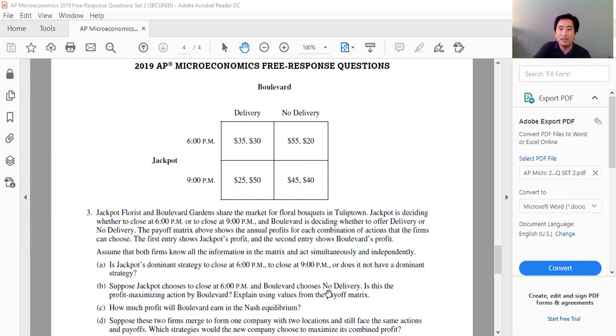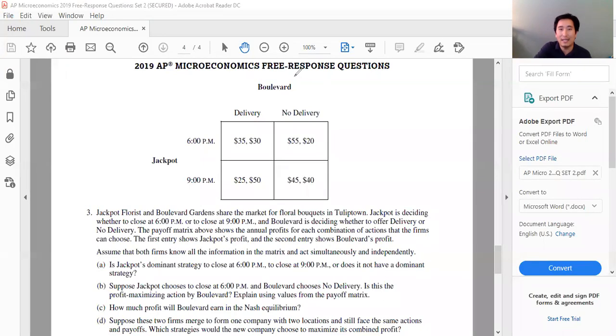Jackpot is deciding whether to close at 6 p.m. or close at 9 p.m. And Boulevard is deciding whether to offer delivery or no delivery. The payoff matrix above shows the annual profits for each combination of actions that the firms can choose. The first entry shows Jackpot's profits, and the second entry shows Boulevard's profit here.